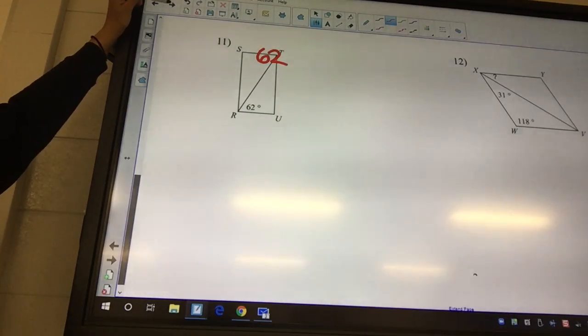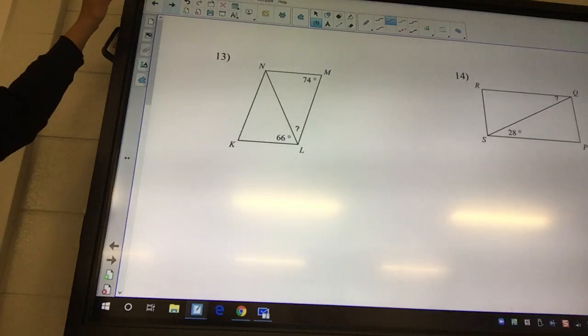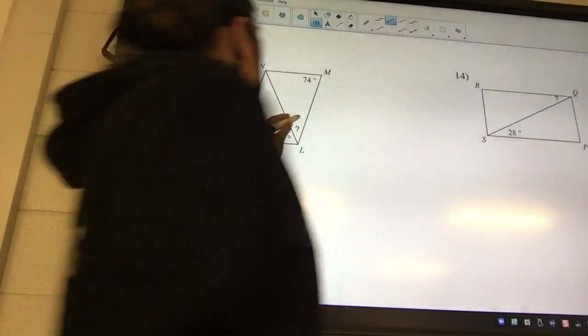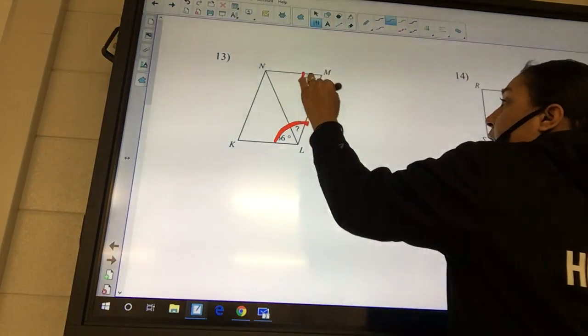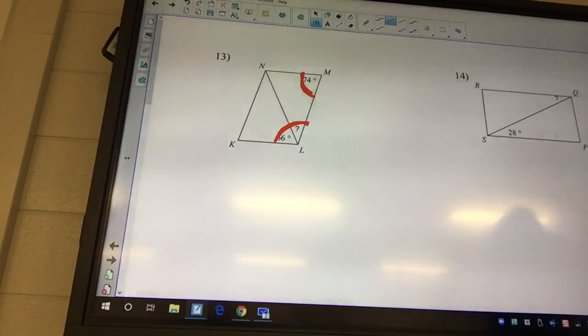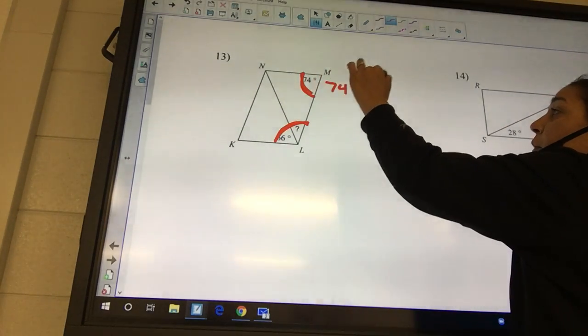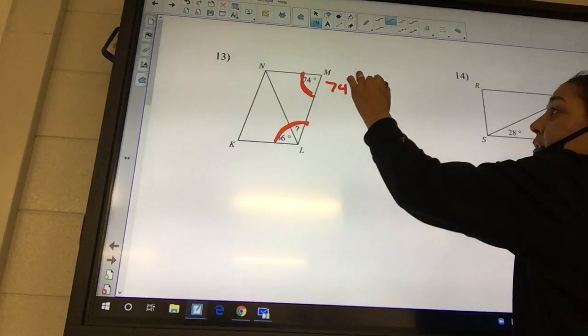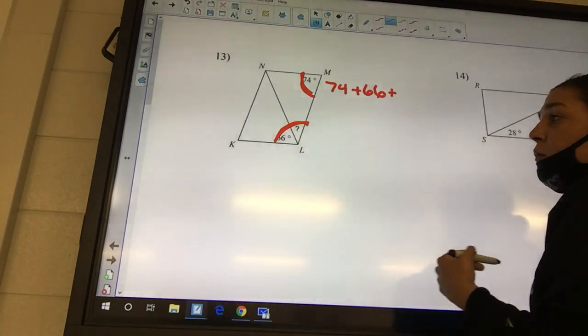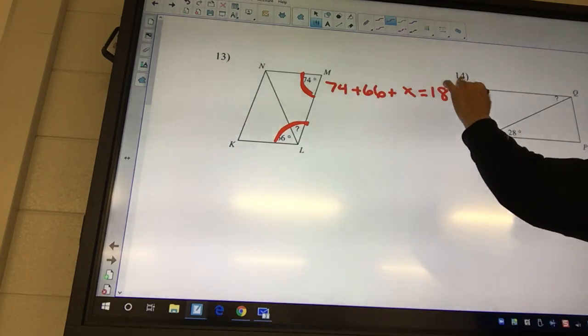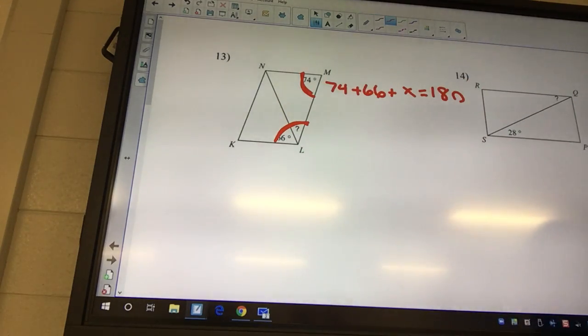Okay, 13. I got M is 74, and then I got a question mark, and then I got a 66. What do we know about this angle and this angle? Are they same sides or opposite sides? Same. They're on the same sides, which means they add up to be 180. So you can take this one, 74, plus the other one, 66, and we have a question mark. What do we put for the question mark? X. They add up to be 180. So 74 plus 66.